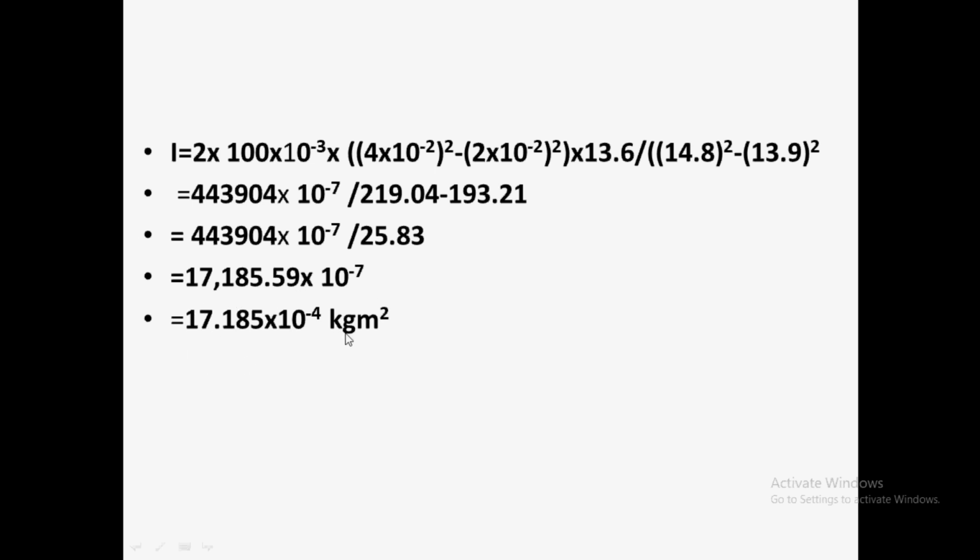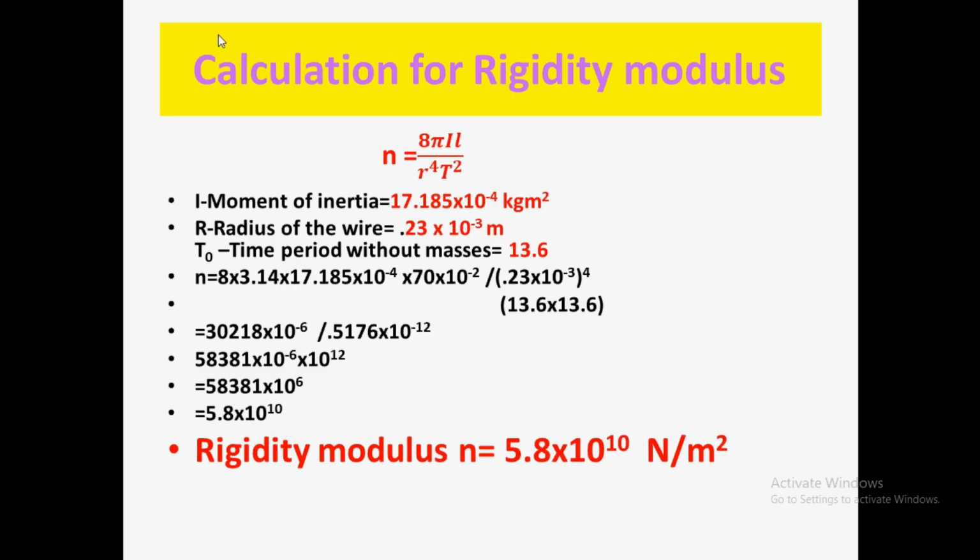Now we will see the calculation for rigidity modulus, and this is the formula: n equal to 8 pi I L divided by r power 4 t square. So 8 is a number, pi we substitute 3.14, and I is the moment of inertia. Already we have found it is around 17.185 into 10 power minus 4. L is the length of the pendulum. Initially we measured the length, it is around 70 centimeter. And r is the radius of the wire, which we can calculate by using the screw gauge.